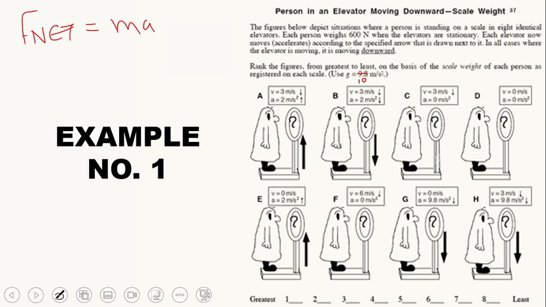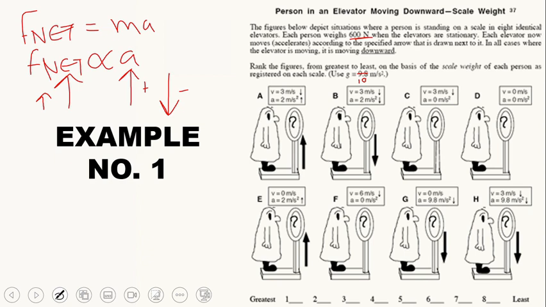But in this scenario, each person is of the same mass, right? Because when you divide their true weight, which is the same for every person, by the acceleration of gravity, you get their mass, and that's equal to 60 kilograms. So, if they all have the same mass, then that tells you that the net force is actually proportional to the acceleration. So the people with the greatest positive acceleration will have the greatest normal forces acting on them, and the people with the greatest negative acceleration will have the smallest normal forces acting on them. So all we really need to do is to rank the accelerations.